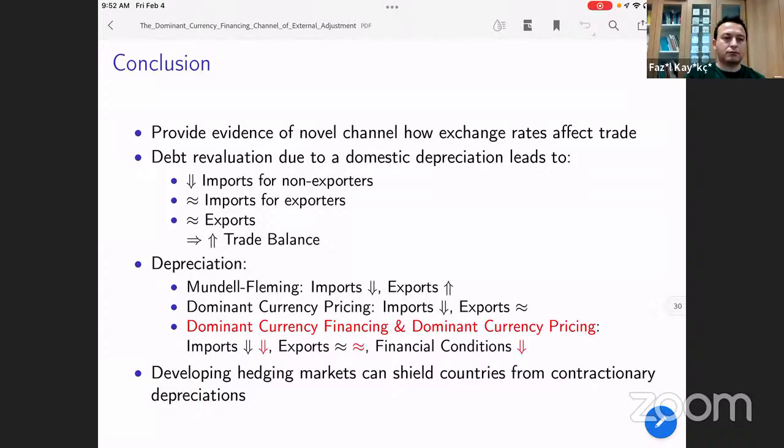But in addition to that, financial conditions, especially for those firms that are not exporting, are deteriorating strongly, potentially leading to additional second round effects of these firms that can further deteriorate their imports. Overall, what that means is that really developing hedging markets can shield countries from these contractionary depreciations. Thank you so much. I'm happy to receive questions and happy to discuss more.